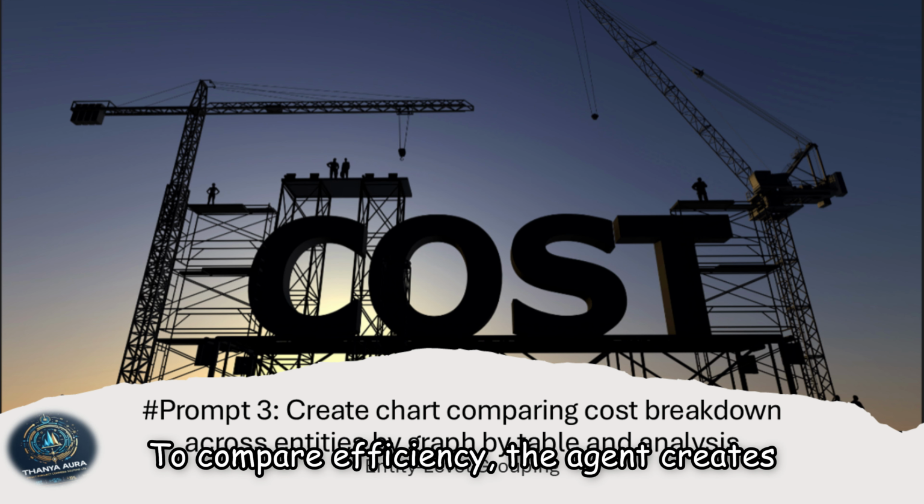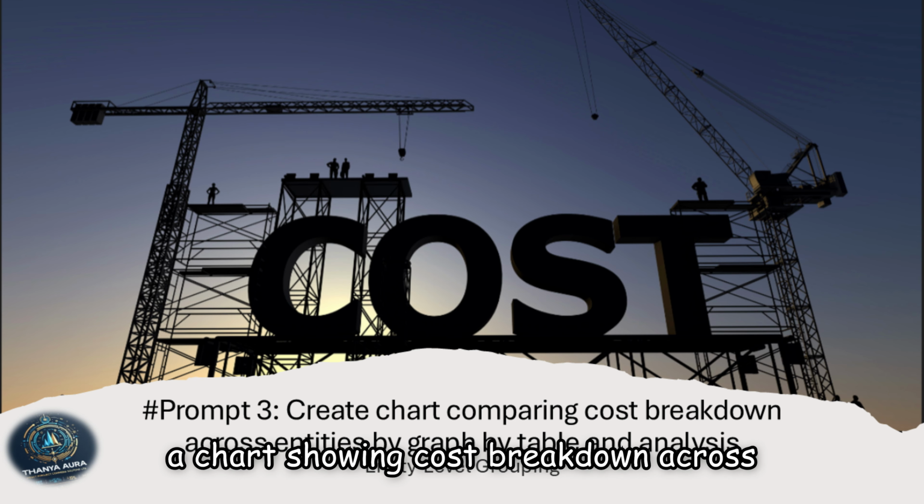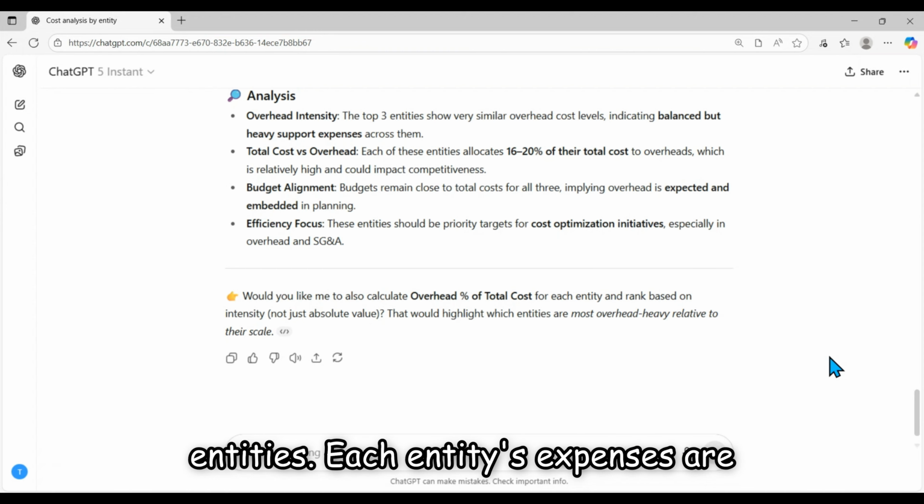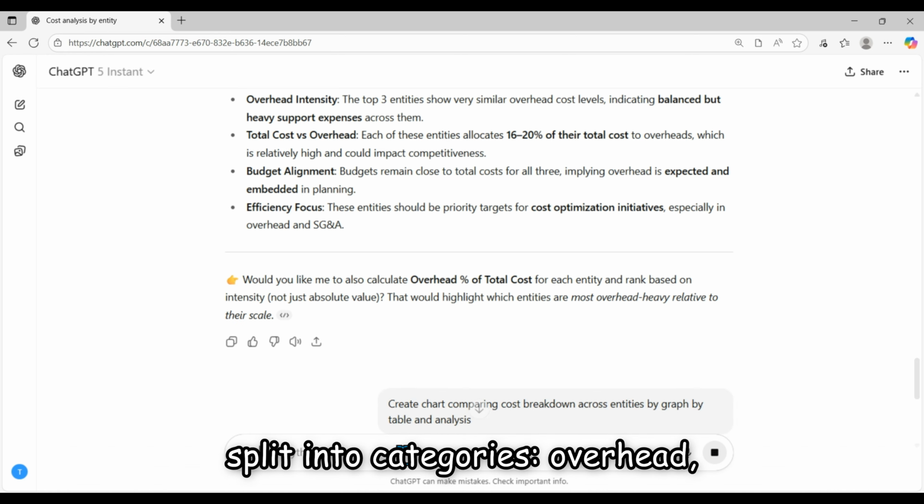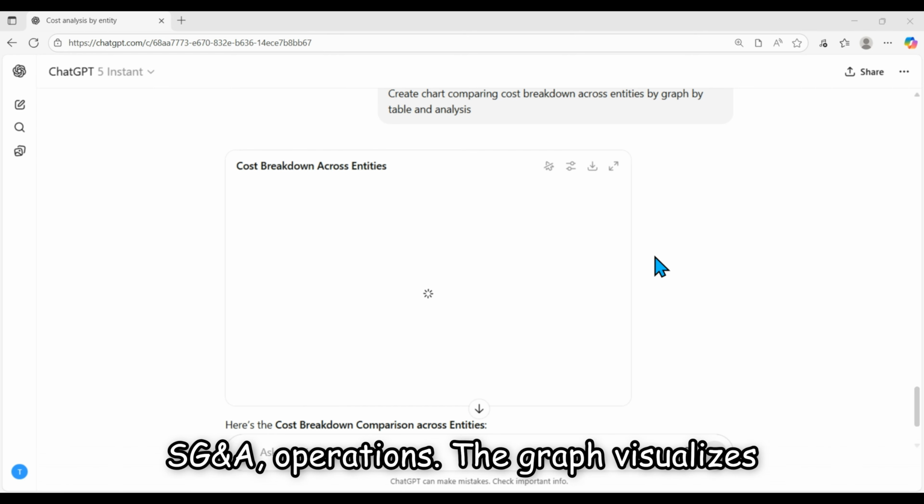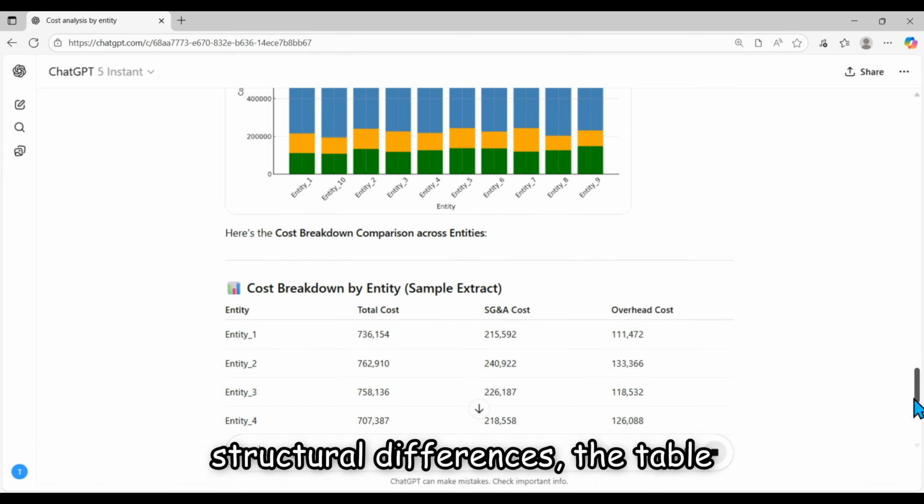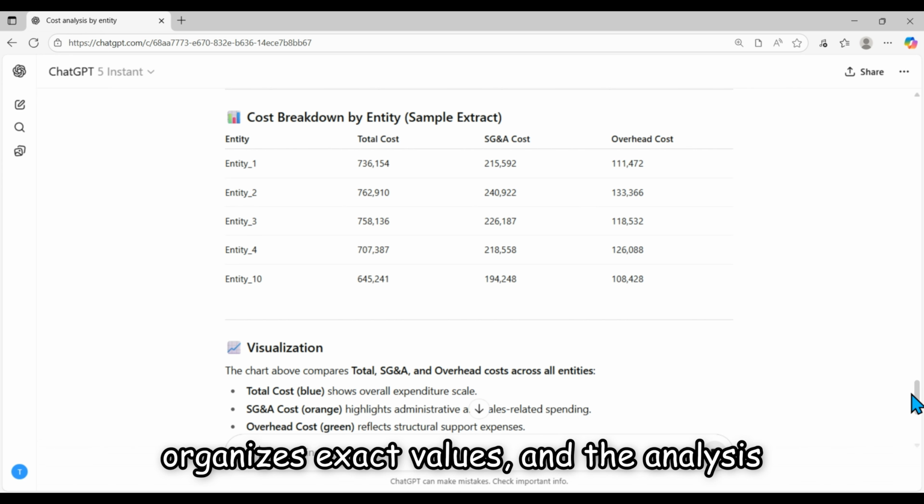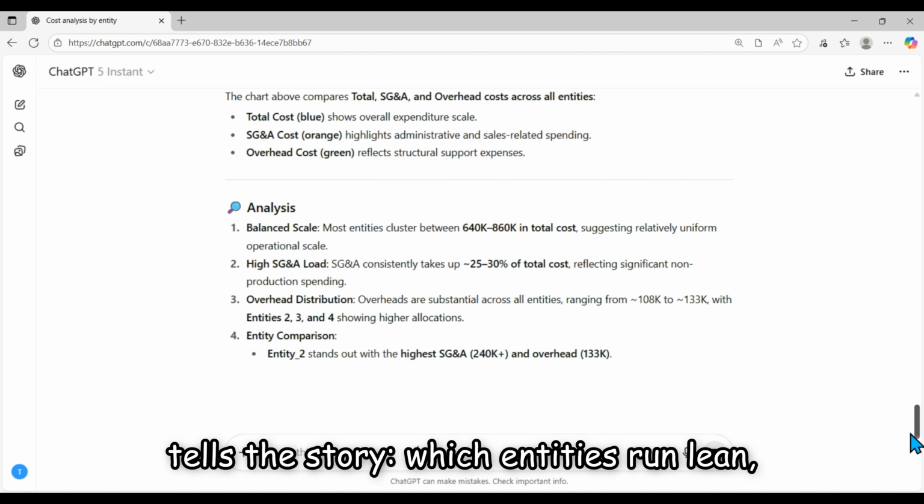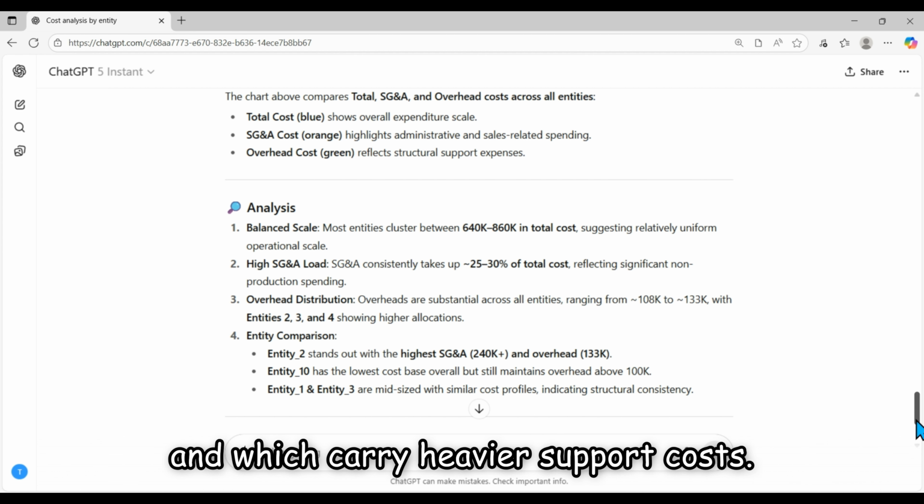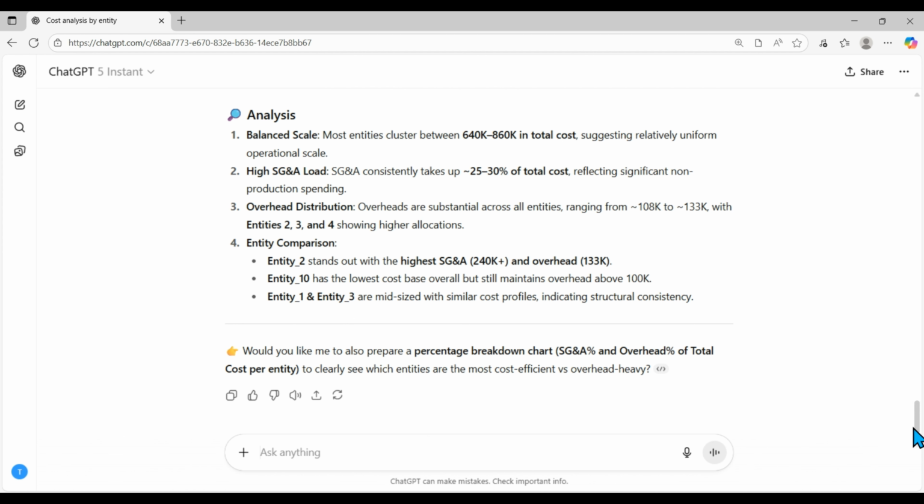To compare efficiency, the agent creates a chart showing cost breakdown across entities. Each entity's expenses are split into categories: overhead, SG&A, operations. The graph visualizes structural differences, the table organizes exact values, and the analysis tells the story: which entities run lean and which carry heavier support costs.